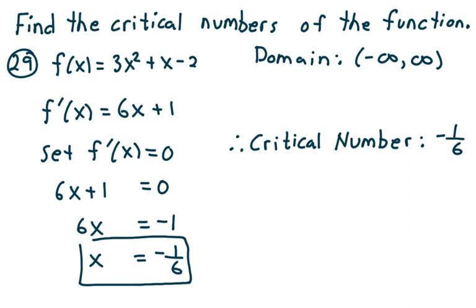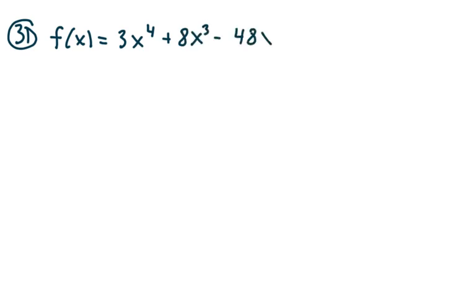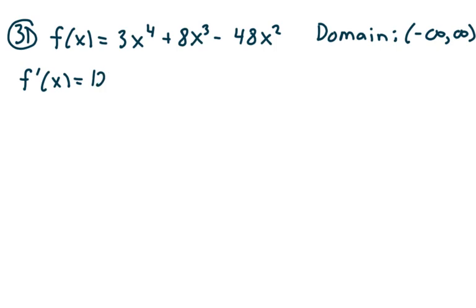Let's take a look at problem number 31. Now, on problem 31, f of x equals 3x to the 4th plus 8x cubed minus 48x squared. The domain for problem 31 is negative infinity to infinity. And so I want to take the derivative here. f prime of x is 12x cubed plus 24x squared minus 96x.